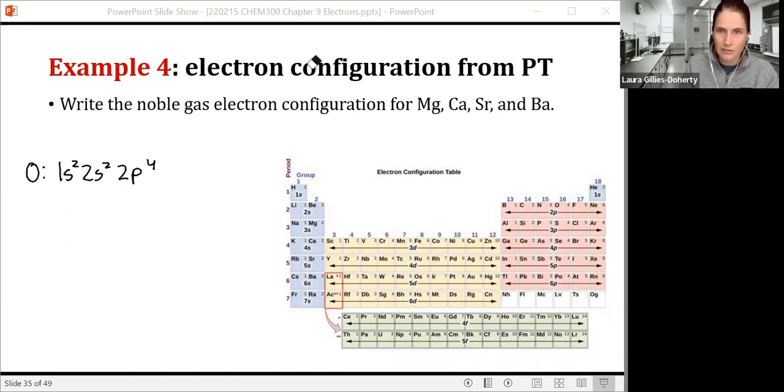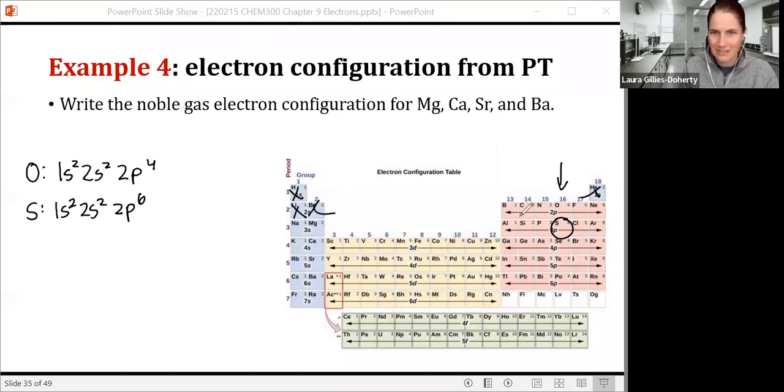We next do sulfur, just below oxygen in the periodic table, right here. 1s2, 2s2, 2p6. So we filled here. Here we got down to 3s2. And then 3p, 1, 2, 3, 4, 3p4.